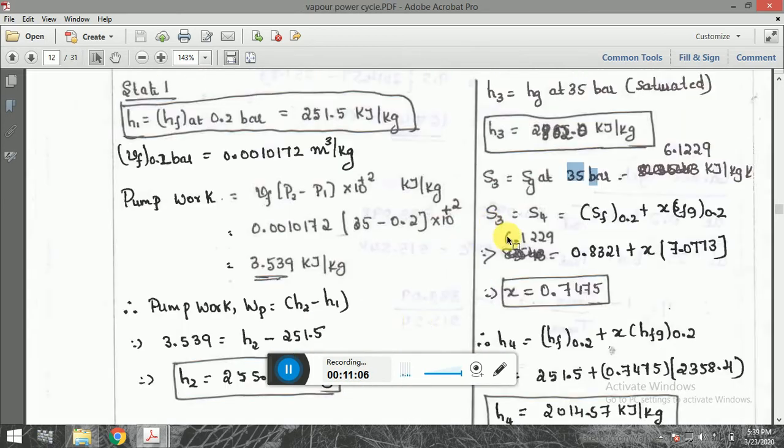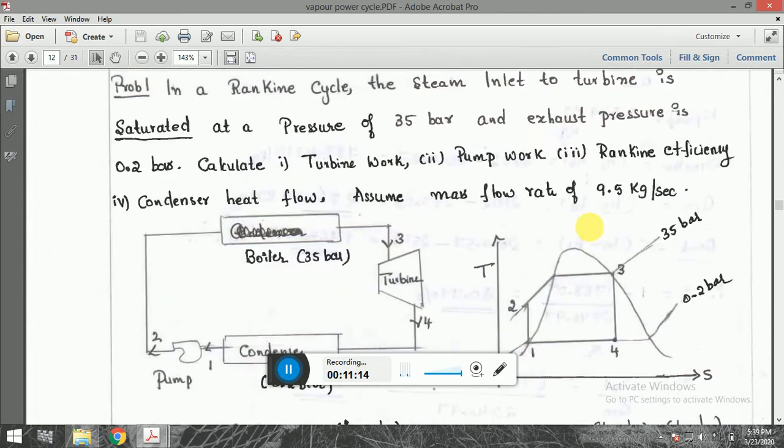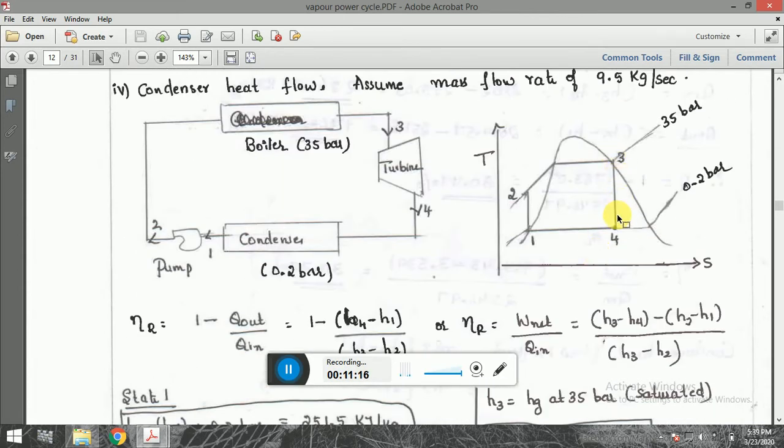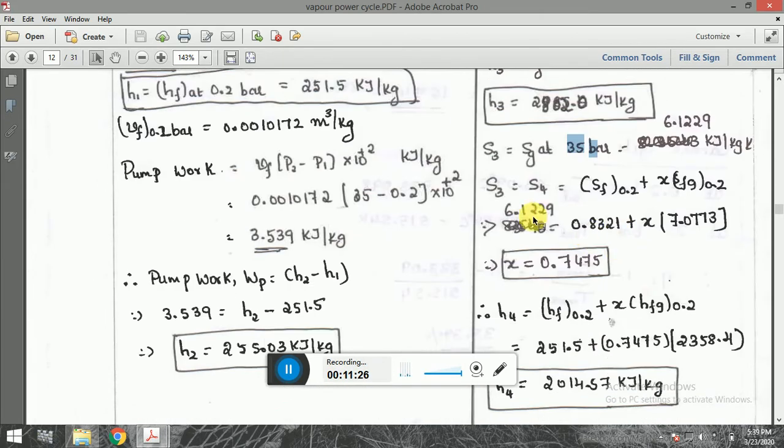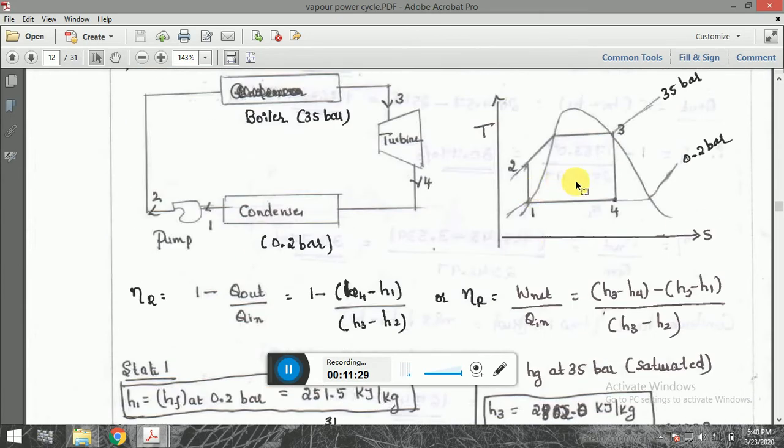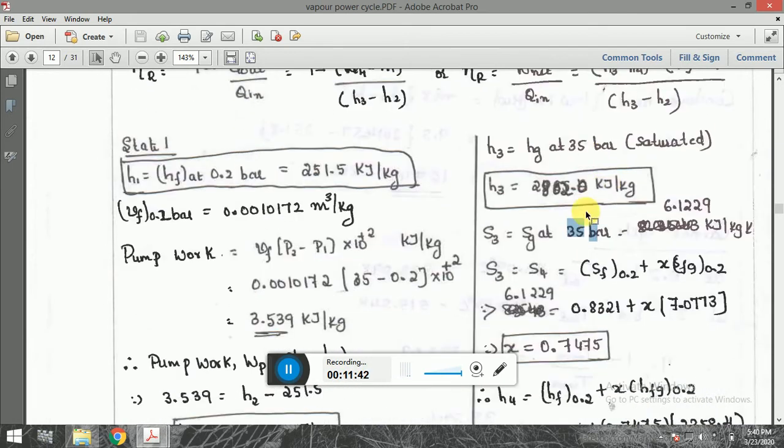Now, after noting down the value of entropy S3, we know that S3 is equal to S4, because 3 to 4 is an isentropic expansion. In an isentropic expansion the entropy remains constant, so S3 is equal to S4. But S4 is neither completely liquid nor completely vapor. It is a mixture of liquid plus vapor, so we cannot directly write the value of S4.